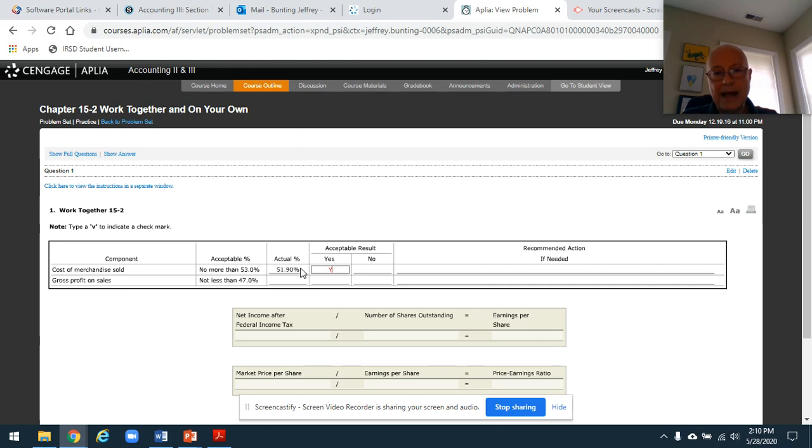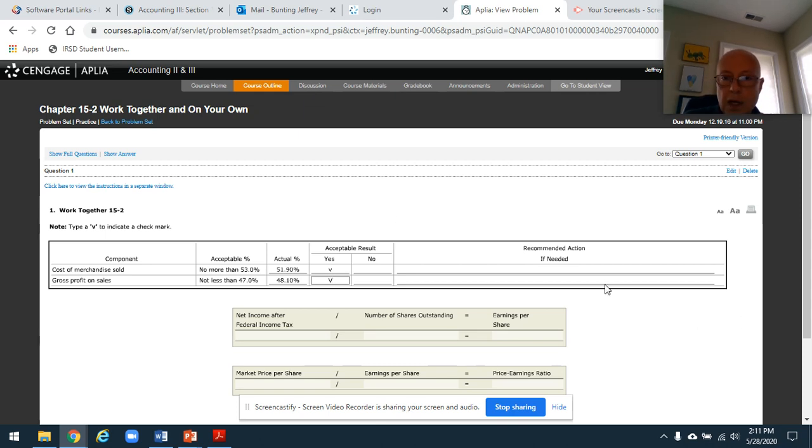Okay, so our actual component percentage for our cost of merchandise sold is 51.9. That's acceptable. That's less than what the industry is paying for. So we are spending less money as a percentage of our net sales than our competitors are. That's pretty solid. Okay, so that's good, and it wants a check mark there, so that's fine. So our gross profit, which remember is our net sales minus the cost of goods sold, is 48.1. So it's above what the acceptable component percentage would pay, which is 47.